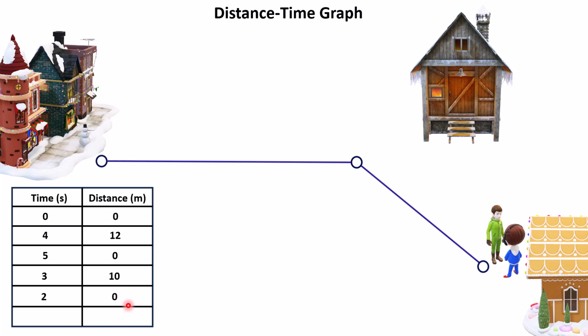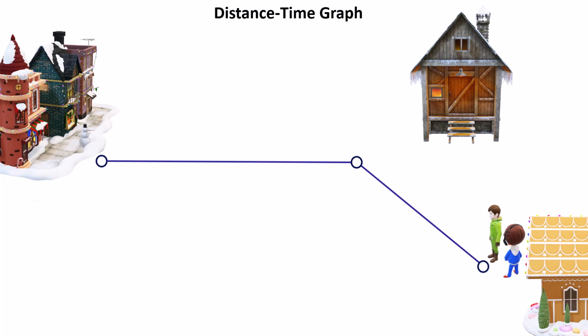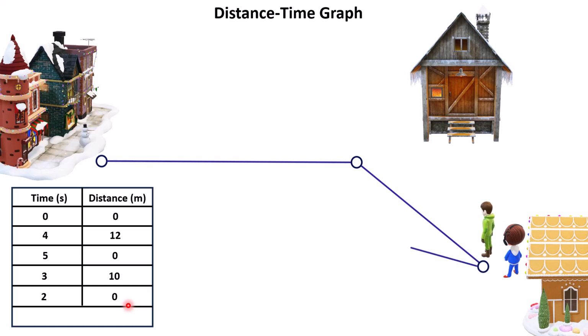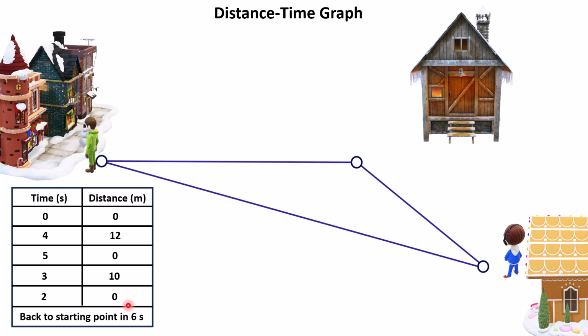Now, after having a conversation with his friend in blue, he then turns back and returns to his starting point. It took him 6 seconds in returning to his starting point. So this is a narration of his movement from his starting point back to the starting point. Now we are to represent this on a distance time graph. How do we do that?